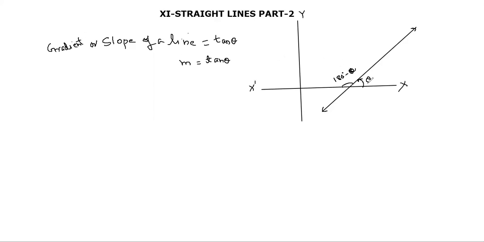Slope means the tangent of the angle which the line makes with the x-axis in the positive direction.